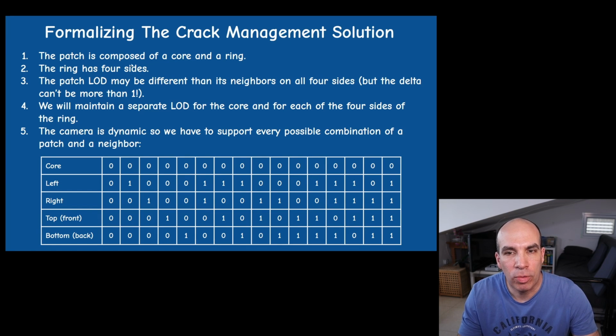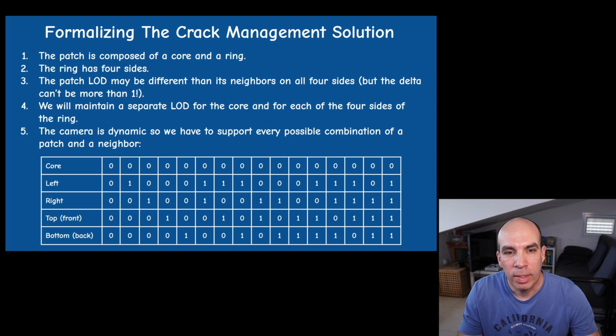Okay, so the patch is composed of a core and a ring. The ring has 4 sides, and the patch LOD may be different from its neighbors on all 4 sides, but the delta can't be more than 1. Theoretically, you can support a case where, for example, LOD 4 is next to LOD 0, but this means that the number of indices will grow exponentially, and I'm trying to keep this a bit under control, so I've decided to have the delta no more than 1. Okay, so LOD 0 can be next to LOD 1, but not LOD 2, 3, etc.